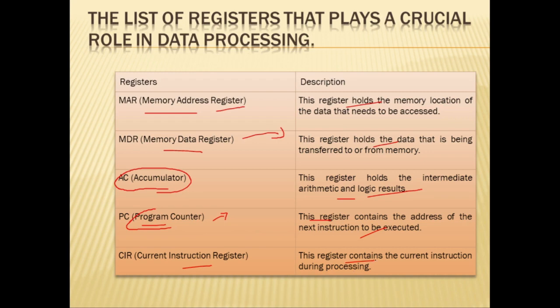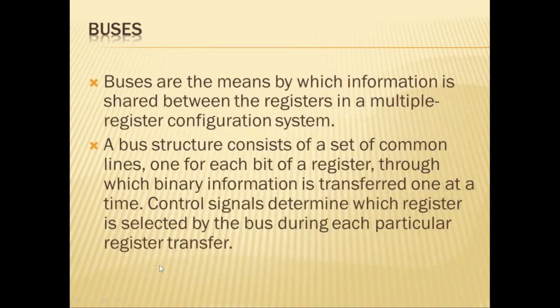And current instruction register. This register contains the current instruction during processing. So it is going to process the instruction at the time of processing. So the information is processed at that time with the help of this current instruction register.